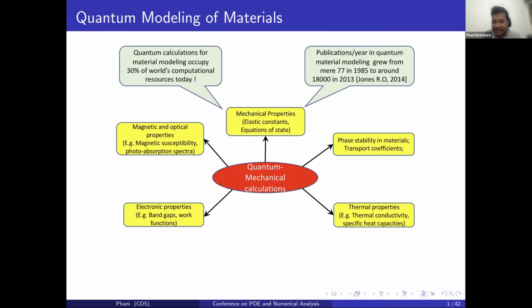If you also look at publications per year on quantum material modeling, it was merely 77 in the year 1985. In fact, this is old data. In 2018, the number of publications in this area was 18,000. And I think today, in 2022, it might be crossing 50,000 publications per year.